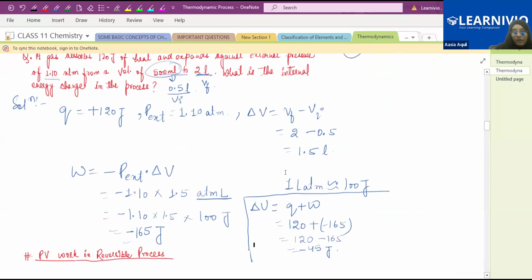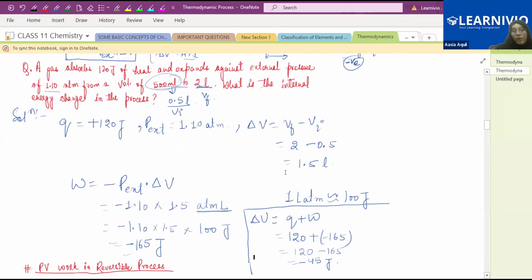Each and every point is very, very important. You should know if a gas absorbs heat, the value of heat will be positive. And if the work is done by the system, the work done will be negative. On the system, it will be positive. These small points will help you to do the numericals very easily. If you remember these points, this thermodynamics topic is very easy.